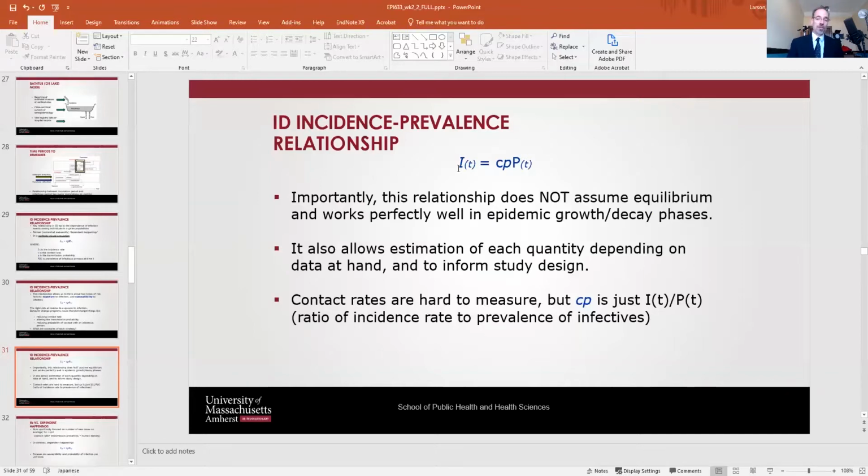Contact rates are hard to measure, but CP is just IT divided by PT. So we can also use that. If we know the number of prevalent cases, number of infectives, we can calculate the product of these other two things.